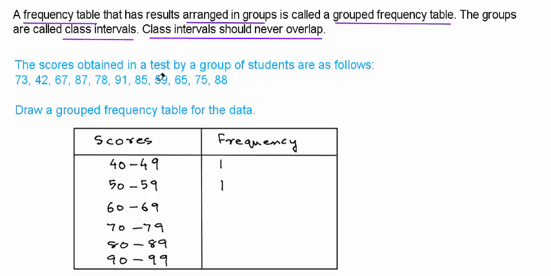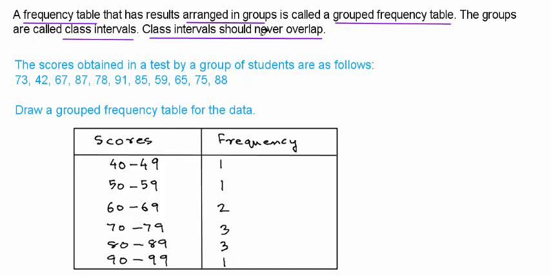1, 2 scores in the 60s. 1, 2, 3 scores in the 70s. For the 80s we have 1, 2, 3 scores in the 80s. And I believe there's only one score in the 90s, that's 91.